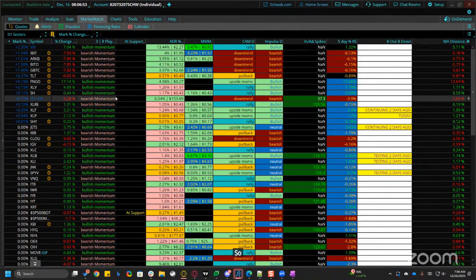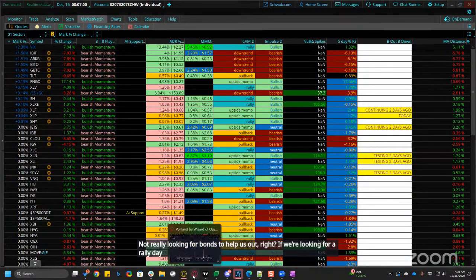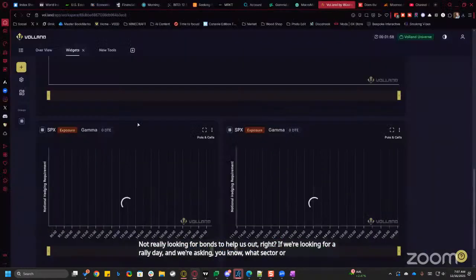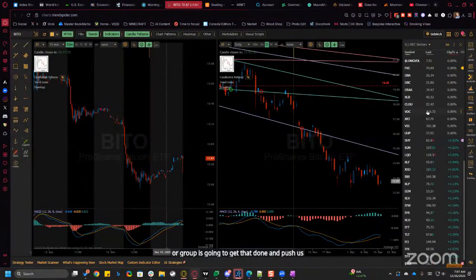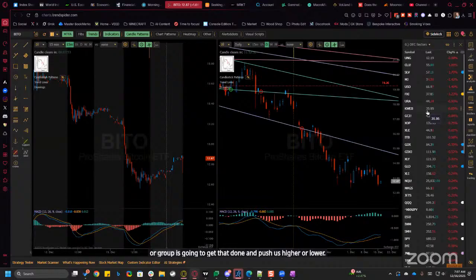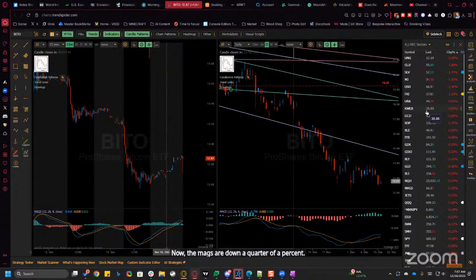So not really looking for bonds to help us out, right? If we're looking for a rally day and we're asking, what sector or industry or group is going to get that done and push us higher or lower, this ain't it. So on the downside, if we were looking for a bearish move, we don't have the bearish triggers. Now the mags are down 0.25%, but I don't see that as necessarily negative. I like a little pullback before the next run up. It's kind of a good thing to me.